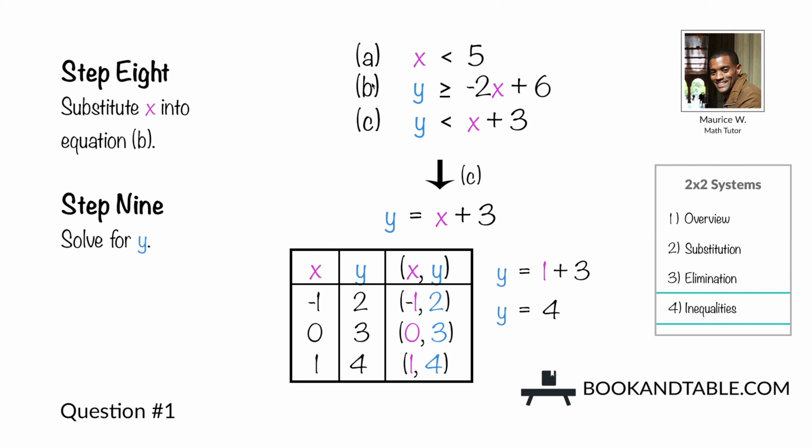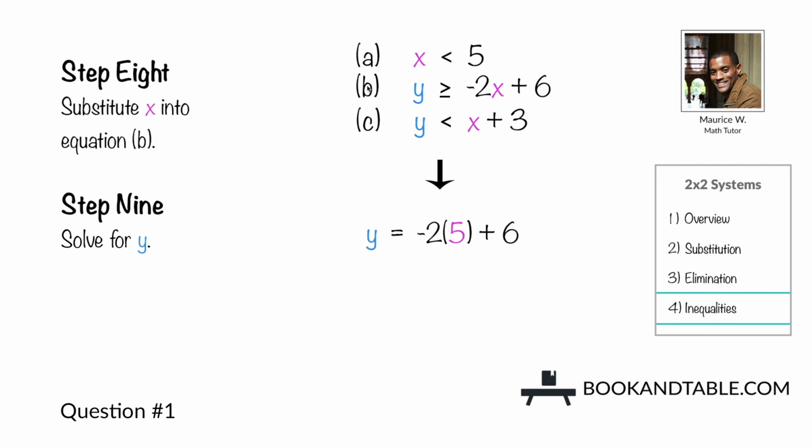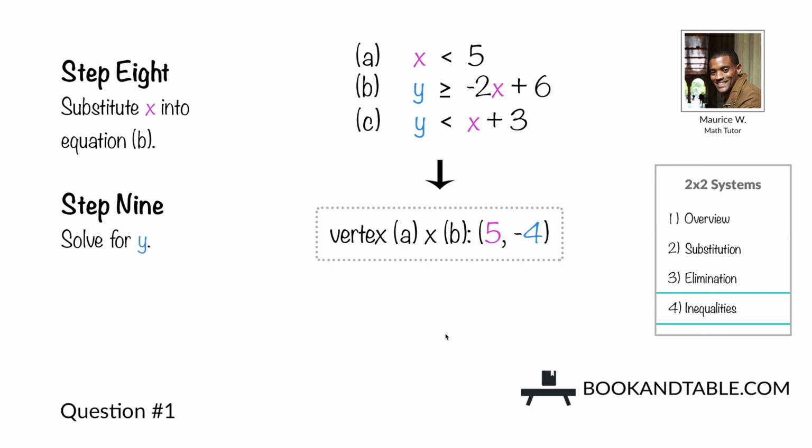So we want to find where A and B cross each other. We want to find where A and C cross each other. And then we want to find where B and C cross each other. So for A and B, equation A is x is equal to 5. So we can substitute x into equation B here and then solve for y, step 9, giving us negative 2 times 5, which is negative 10, plus 6. Negative 10 plus 6 is equal to negative 4. So when x is 5, y is equal to negative 4. So that's vertex AB.